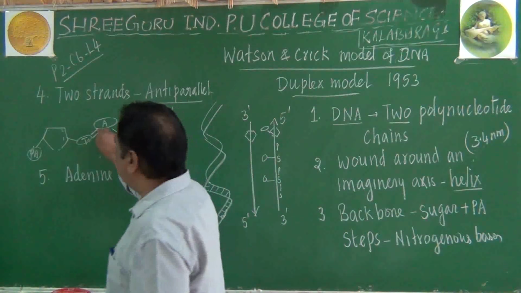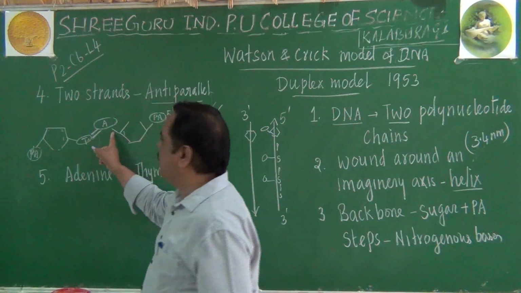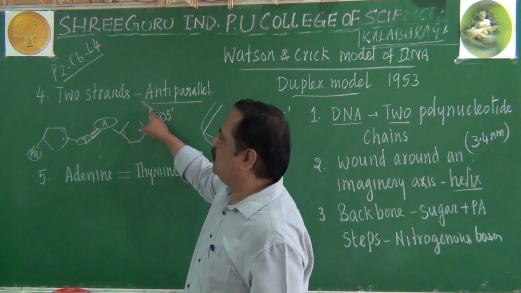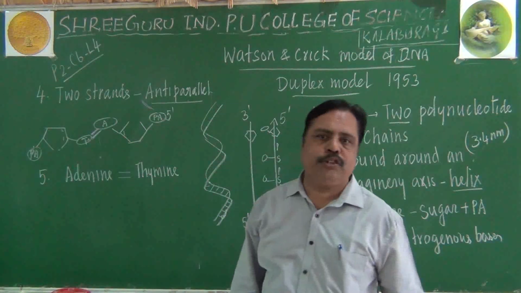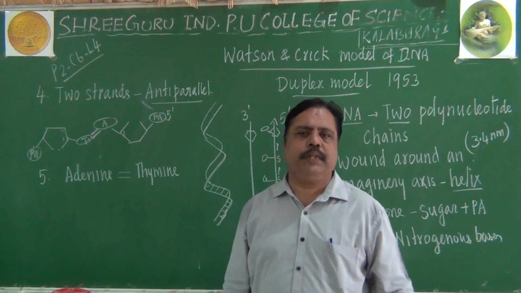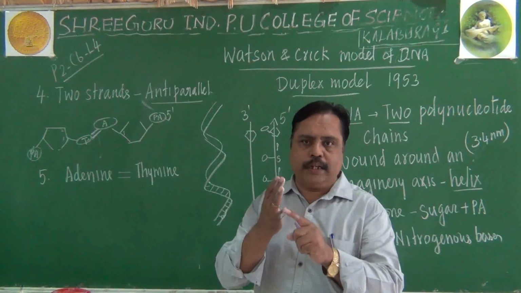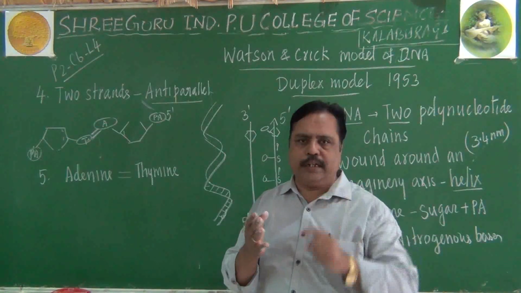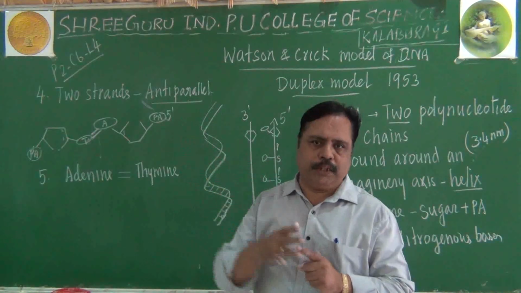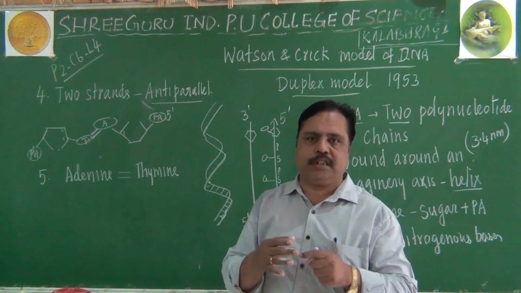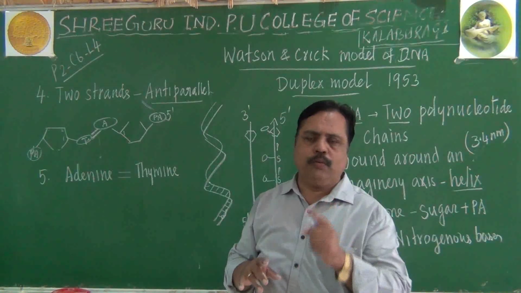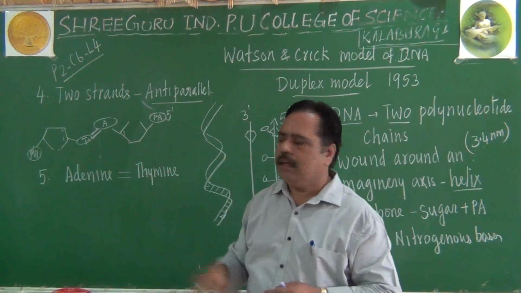I am introducing a fourth bond here. Already we have seen the N-glycosidic bond, phosphoester bond, and phosphodiester bond. Now I am talking about the hydrogen bond. So in a DNA molecule, how many types of bonds can we observe? There will be an N-glycosidic bond between sugar and nitrogenous base. There will be a phosphoester bond between sugar and phosphate group. There will be a phosphodiester bond between one sugar molecule and the successive sugar molecule. Now we are talking about the hydrogen bond.